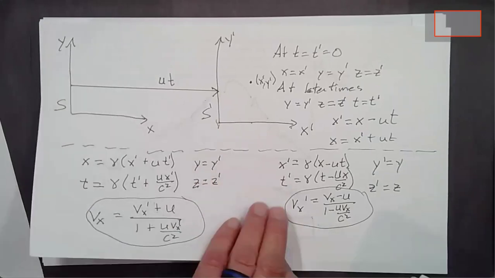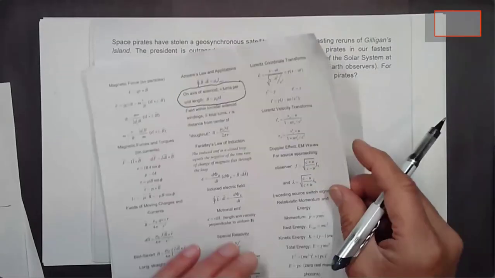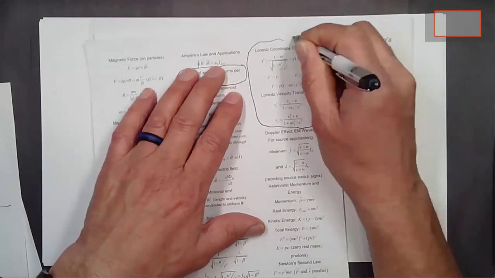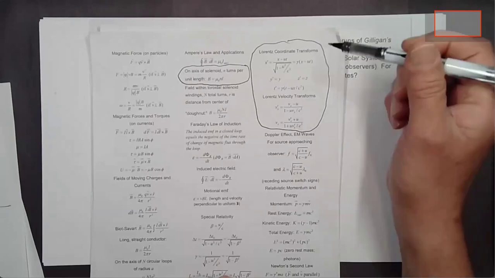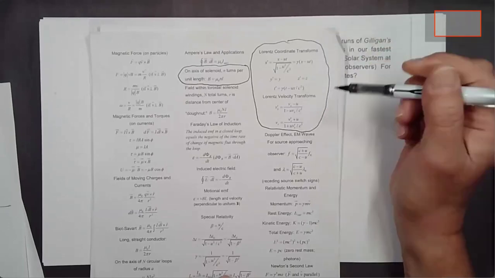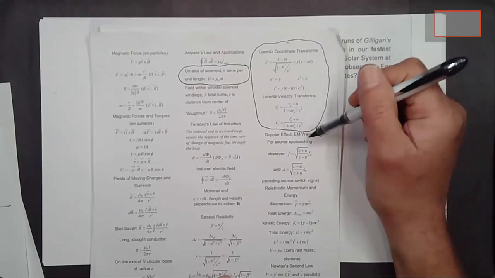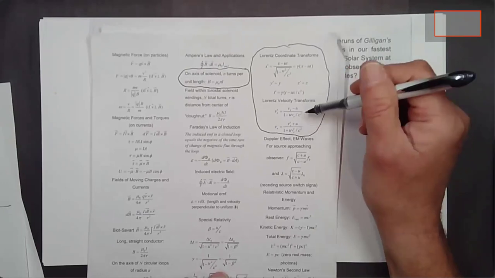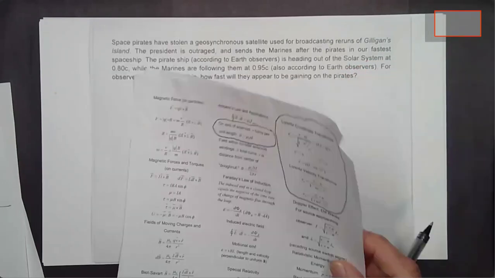And by the way, these Lorentz transformation equations are on the formula sheet. Lorentz coordinate transforms and then Lorentz velocity transforms. So just be a bit careful with them as far as signs go, and you should be okay.